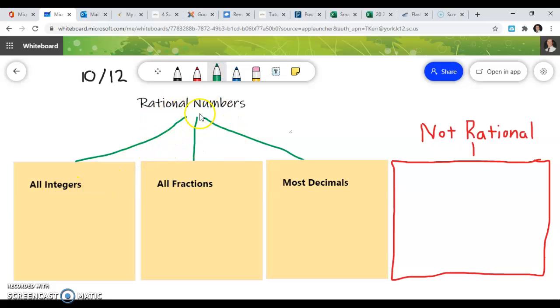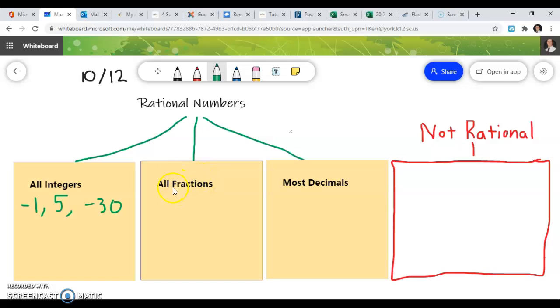So the first thing we need to know is rational numbers are all three of these things. They are all integers, all fractions, and most decimals, and we'll talk about most. So all integers, examples of those would be the ones that we've been talking about. So like -1, that's an integer. +5, that's an integer. -30, that's an integer. So any counting number, positive or negative, that counts as rational because it's an integer.